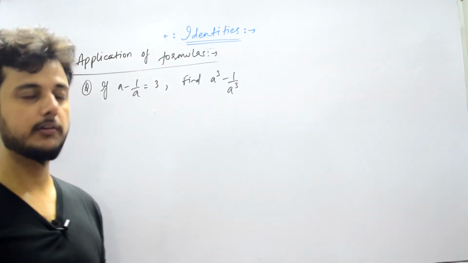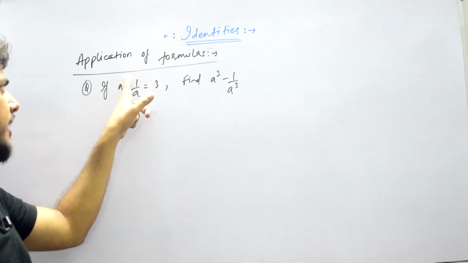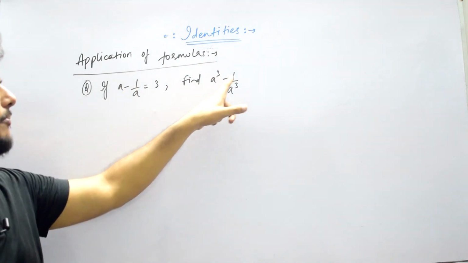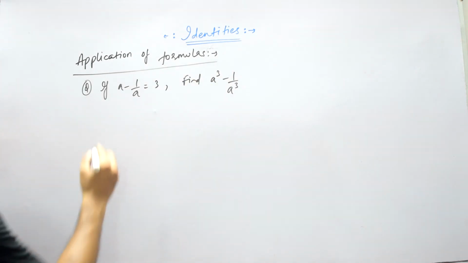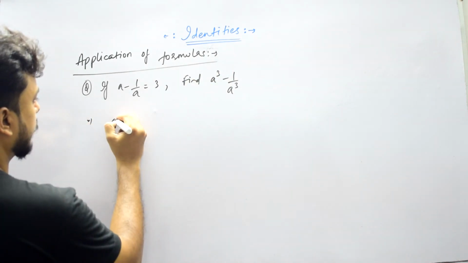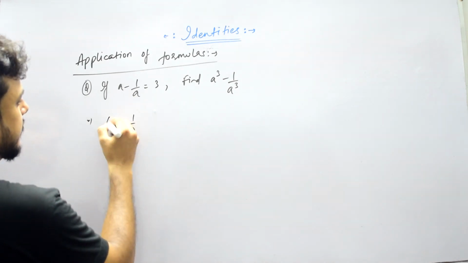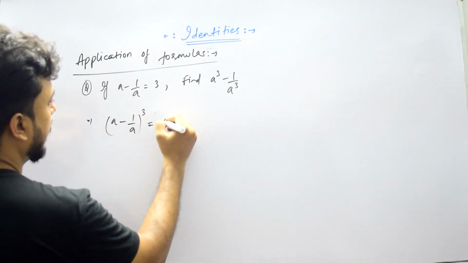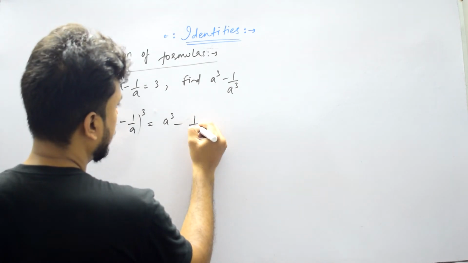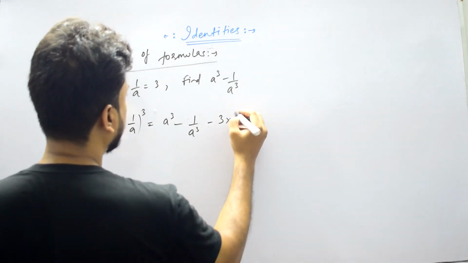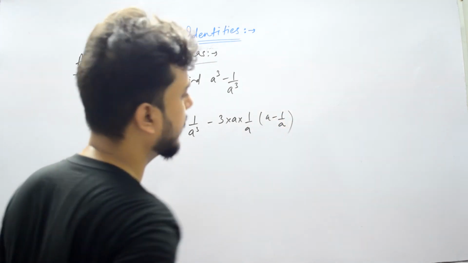Now let us see one more question. The question is: if a minus 1 by a is 3, find the value of a³ minus 1 by a³. So they are asking the cubes. What we will do is write the formula of (a − b)³. Here it is (a − 1/a), because b is 1 by a, so its cube will be a³ − b³, that is 1 by a³, minus 3ab, that is 3 into a into 1 by a, into (a − b), that is (a − 1/a).